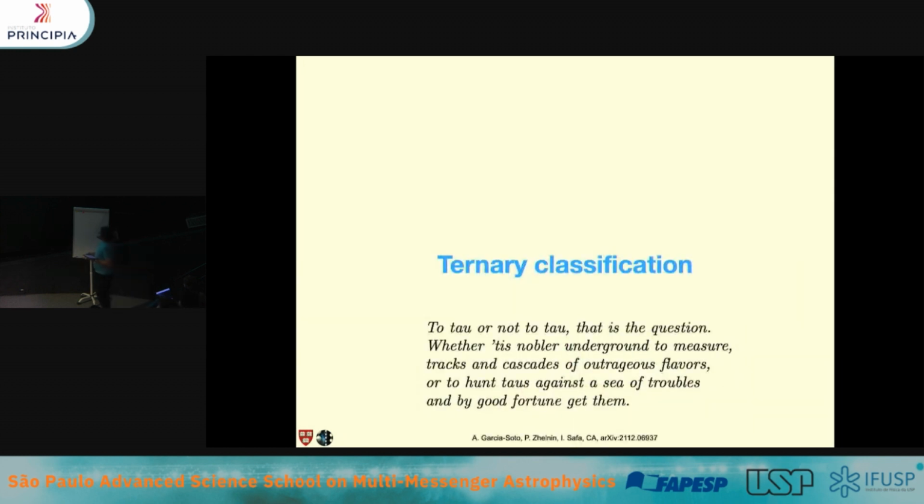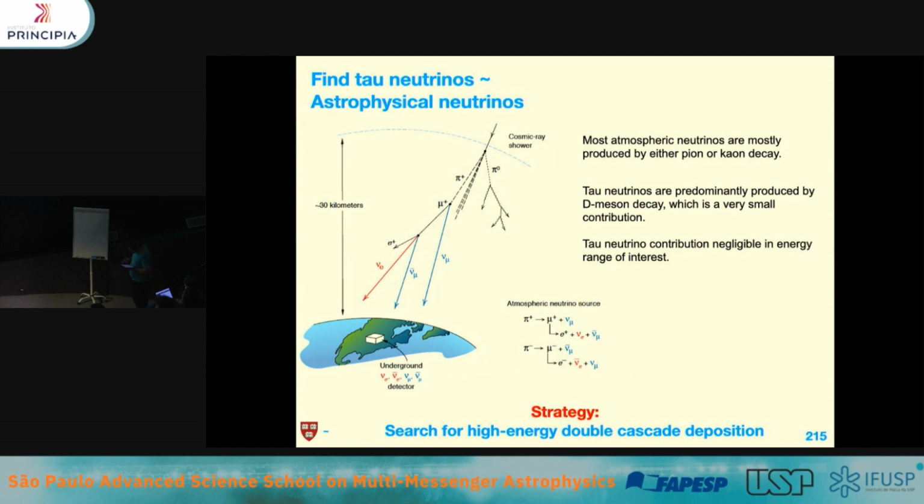That can be improved by what I call ternary classification, which is trying to find tau neutrinos. One of my students actually wrote this poem, which we put in our paper some years ago. He was a very tau enthusiastic student, so it's very cute. So tau neutrinos are difficult, but they're very powerful.